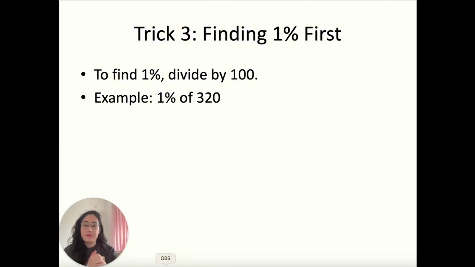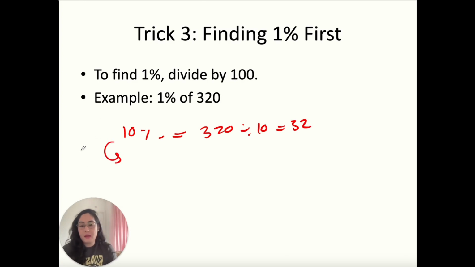Now, the third trick here would be finding 1%. So you could get a question that says like this, find 1% of 320. So if I want to find 1%, I can do what we did before, find 10%. Finding 10% would be dividing that 320 by 10, which gives me 32.